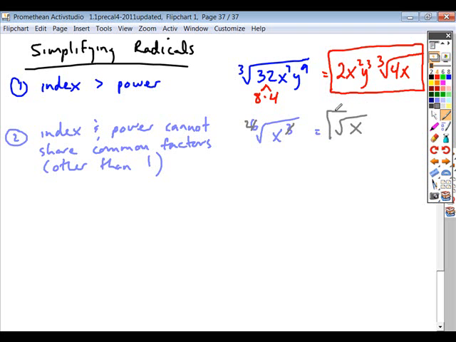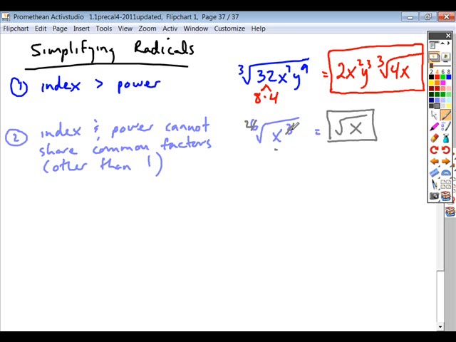Okay. Are we done with that? Do we need to consider anything else? Was our original index even? 6, yes. So you do need to consider absolute values. So look and see. In our original form, could x be a negative number? The 6th root of x cubed.